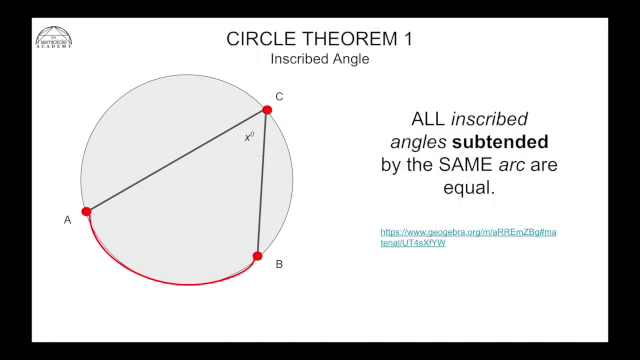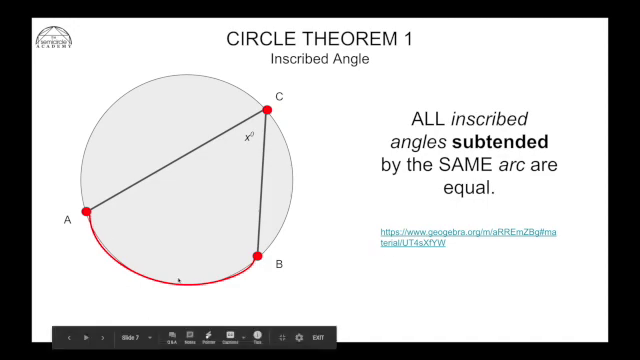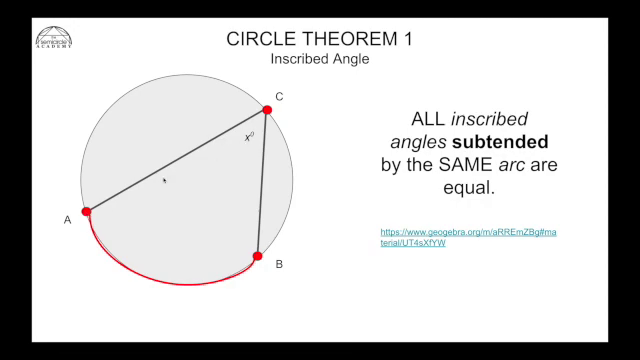Now we reach the first circle theorem. When you have an angle subtended by an arc, all of the inscribed angles that are subtended by the same arc are equal. So what does that mean? Well, I have the arc A to B, and I could draw this line here to meet C, and I could draw the line here, and I will get an angle X, right?